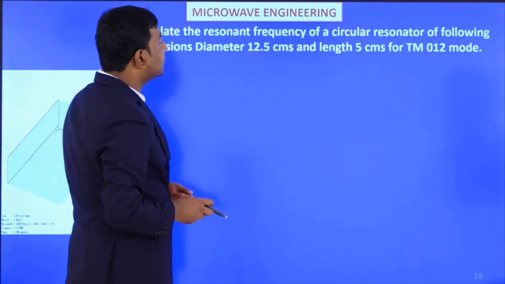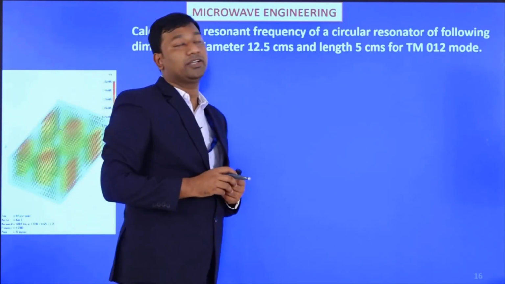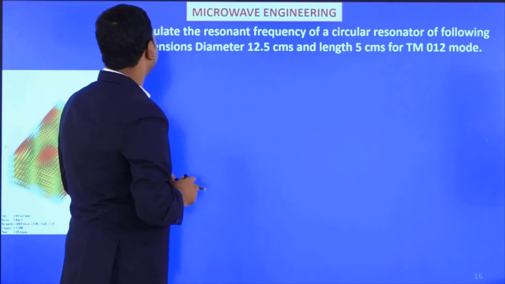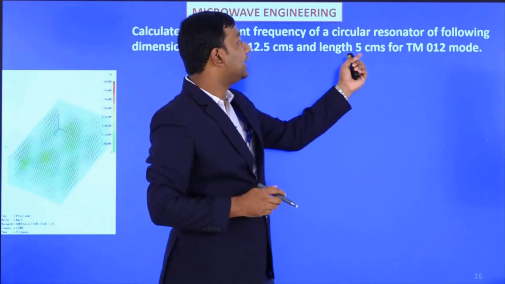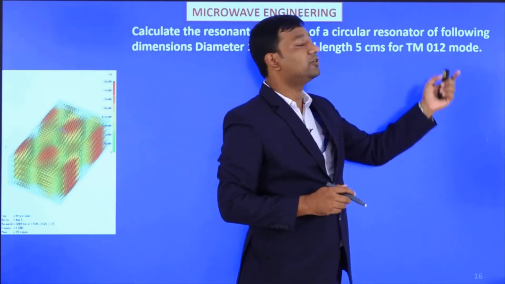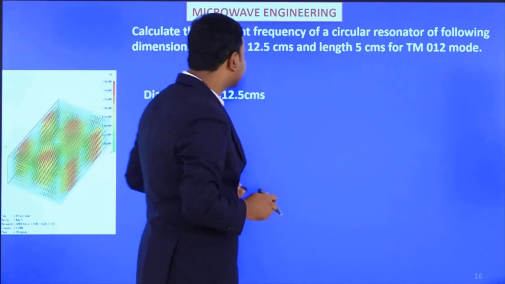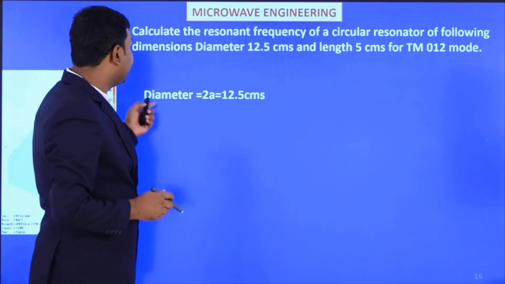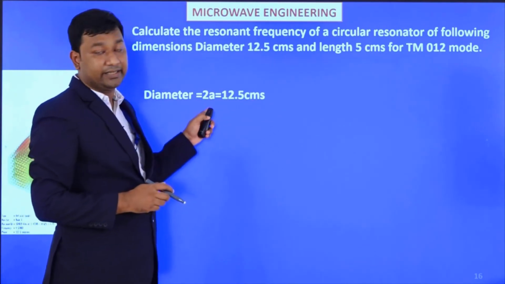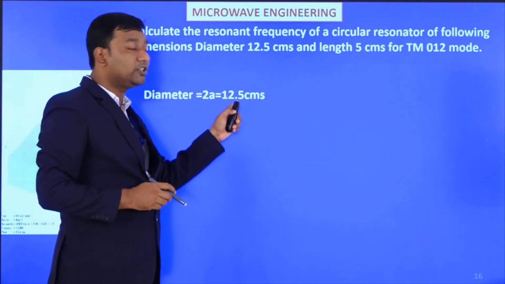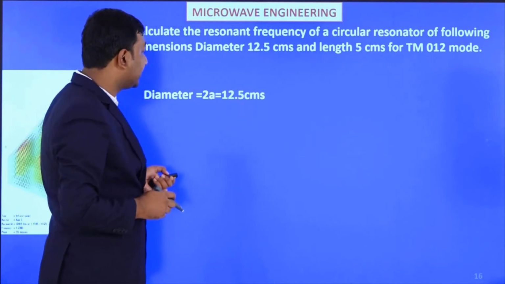Calculate the resonating frequency of a circular resonator of the following dimensions: diameter is 12.5 centimeter and length is 5 centimeter, for TM012 mode. Here the mode is given, as well as the diameter, 12.5 centimeters. So we can find out its radius, a equal to 12.5 divided by 2, you can consider 6.25 centimeters.